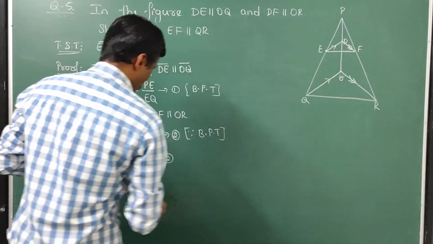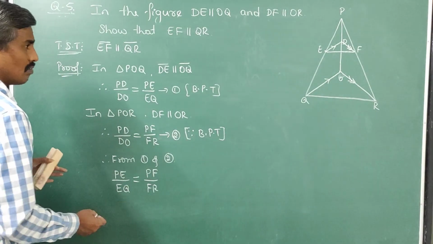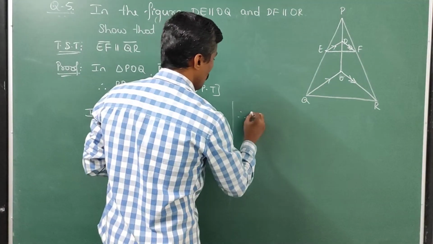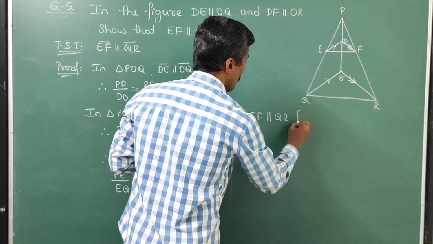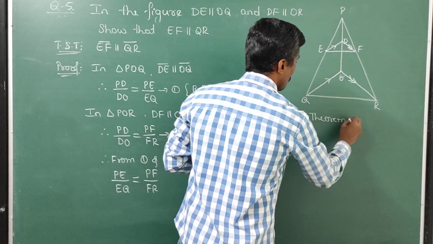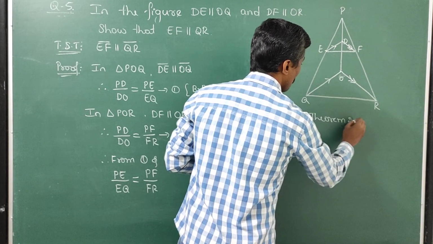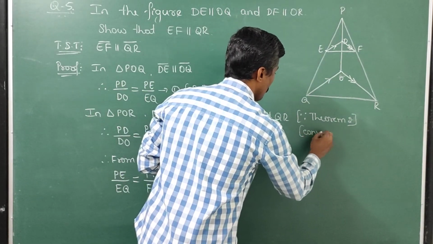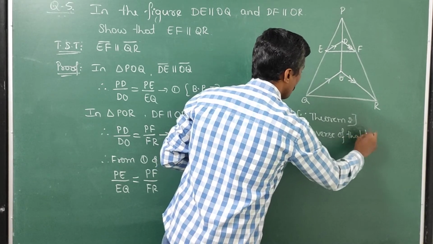From 1 and 2, we can write PE divided by EQ is equal to PF divided by FR. So therefore we can write EF parallel to QR according to theorem 2, that is the converse of Thales theorem.